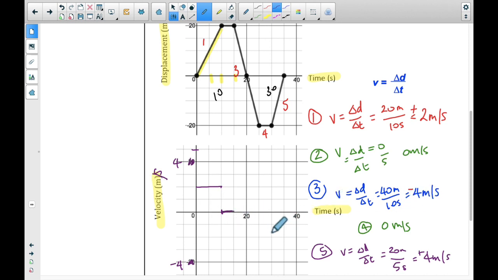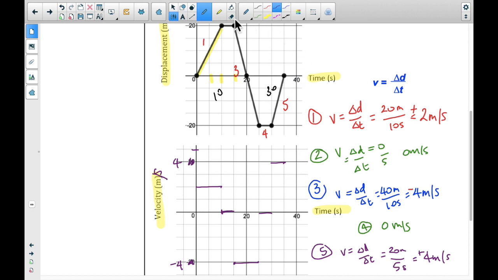Section 3 is -4 meters per second, and it is for 10 seconds this time. So it's going to go from here to here at -4. And section 4 is 0, and that is for just the 5 seconds there. So this is going to be 0. And this is a +4, so I'm going to come all the way up here and go here. And then my time here is the end of the time here.